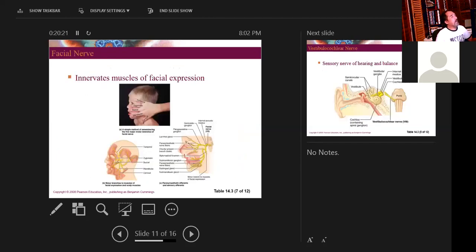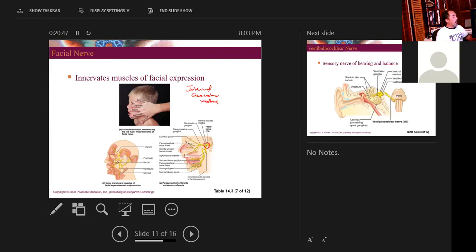So we finished with 3, 4, 5, and 6. Now we go into number 7, the facial nerve. And that's for facial expression. That's for innervation of the facial muscles, okay? So specifically, where do they pass through? They come from the internal acoustic meatus. Internal acoustic meatus.